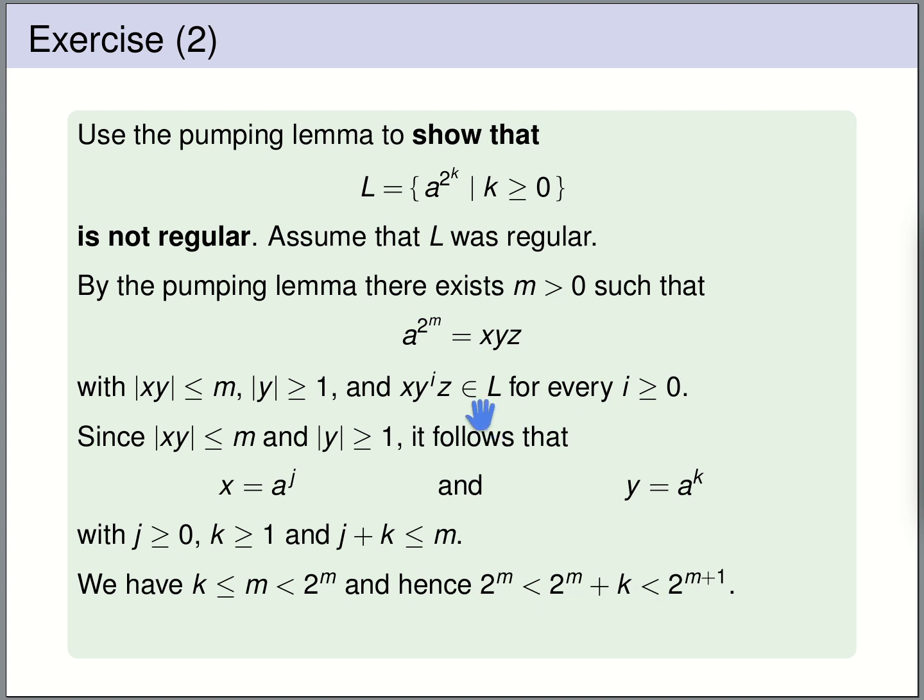How do we get a word of this length? We get a word if we pump the y once additionally. So if we take i equal to 2, we get the word x y squared z. So we have repeated the y twice. Then we get a word of the form a to the power 2 to the m plus k. So that's exactly this length, 2 to the m plus k. And this is not a power of 2, so it is not in the language, and we can conclude that our language is not regular.